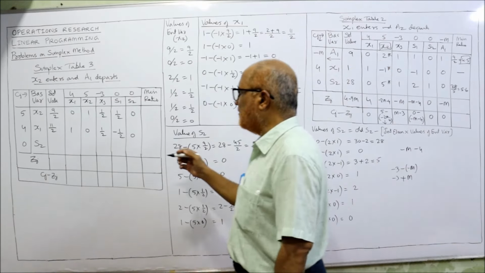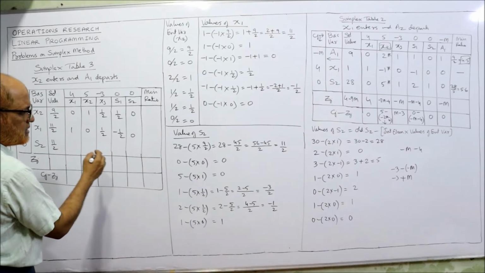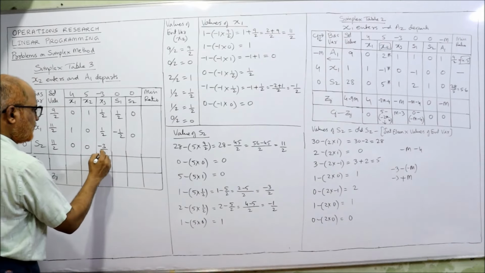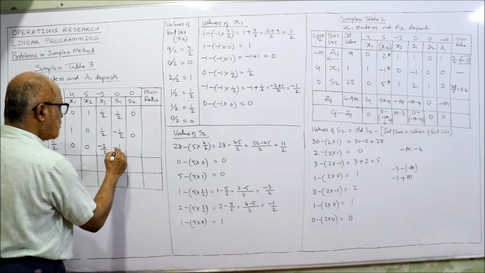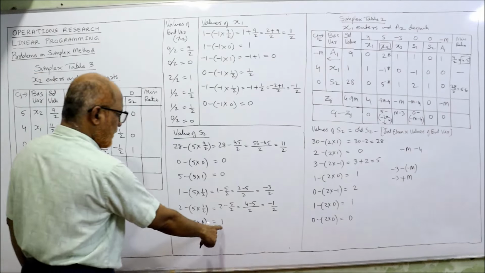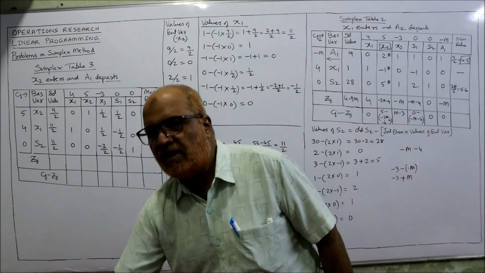So what are the values? 11 by 2, then 0, again 0, then minus 3 by 2. Next one is minus 1 by 2. And last one is 1. Here 1. That's it. Now we need to calculate the ZJ value.